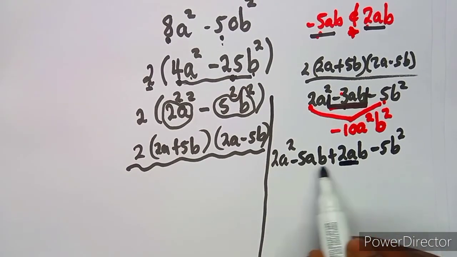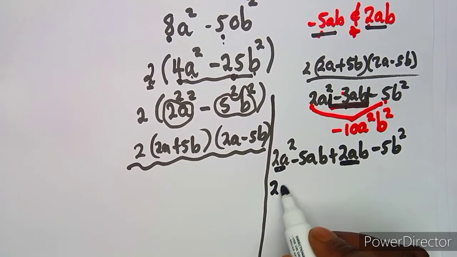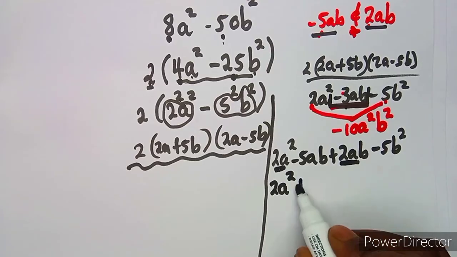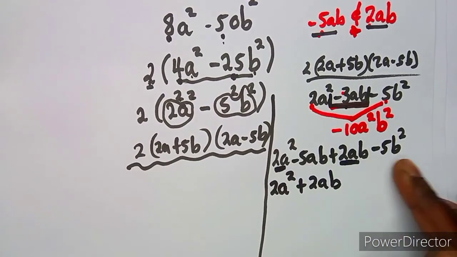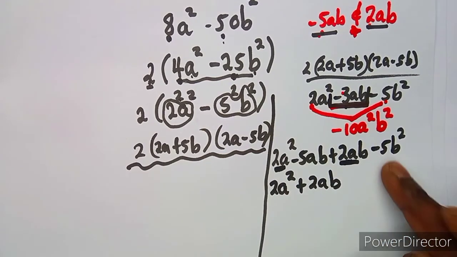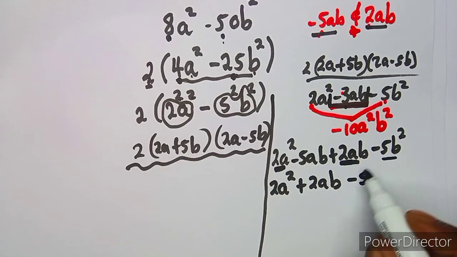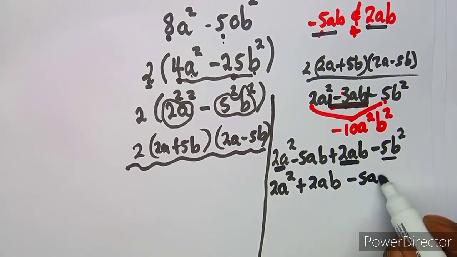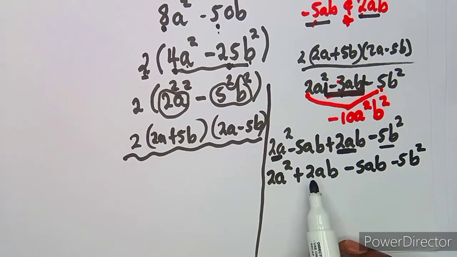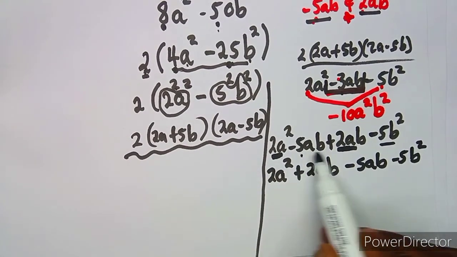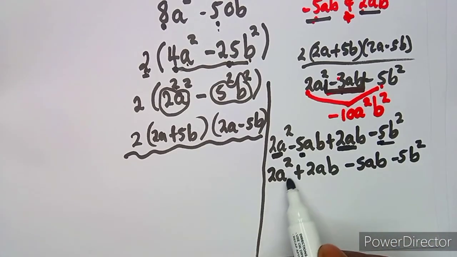This one and this one, as you can see, they have a lot in common. So we can rearrange: 2a squared plus 2ab. Then we write these two together, this one and this one. So you can just start with this one, it is squared, minus 5ab minus 5b squared, like this. At least these two have something in common. As you can see, guys, minus 5, 2 and 2.